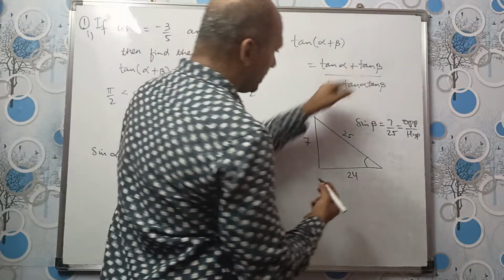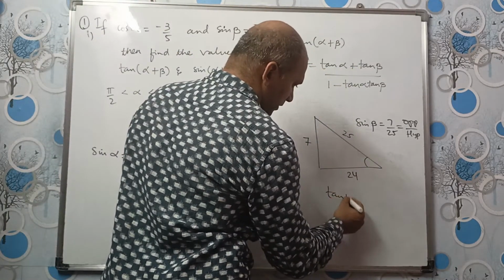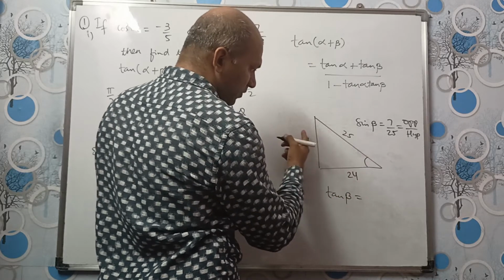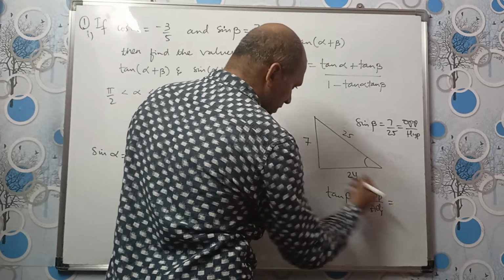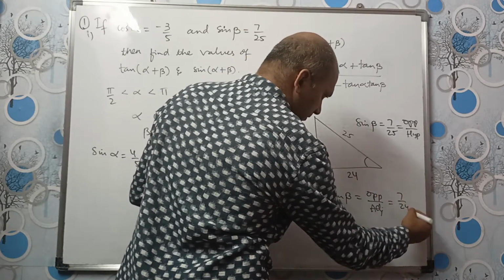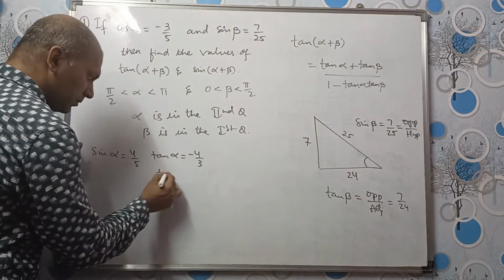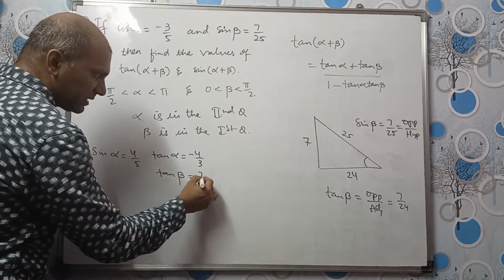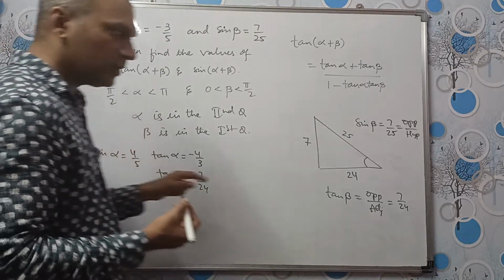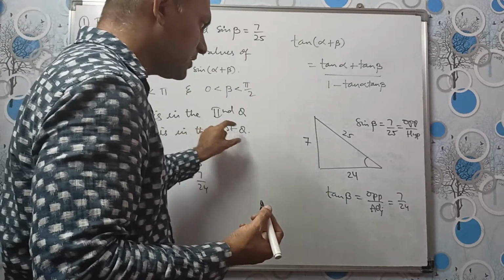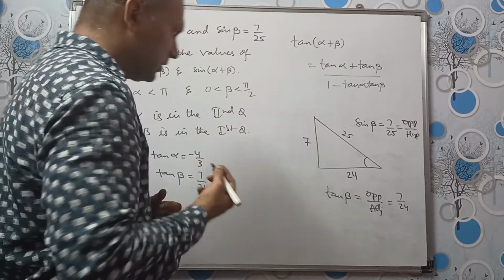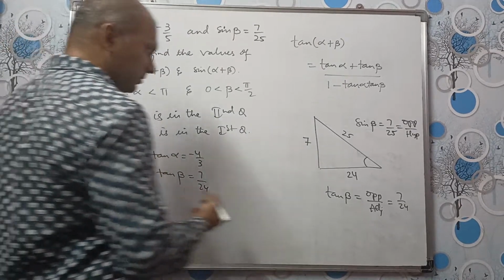What do we need to find? Tan beta. Tan beta formula is opposite divided by adjacent. So this will be equal to 7 by 24. Tan beta is 7 by 24. Positive or negative? See, beta is in the first quadrant, and in the first quadrant all ratios are positive. So tan beta will also be positive.